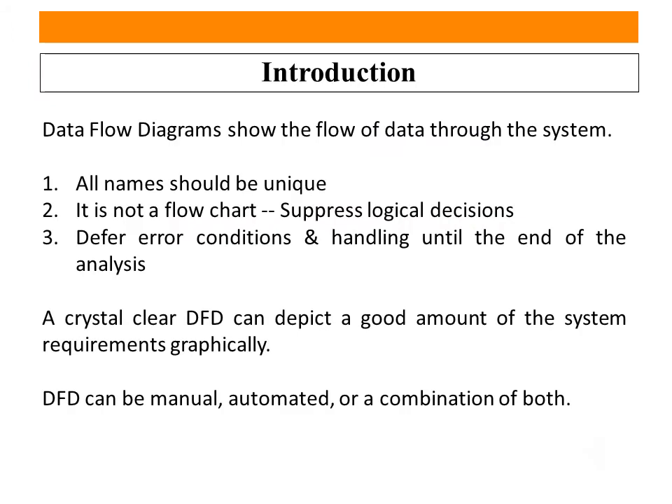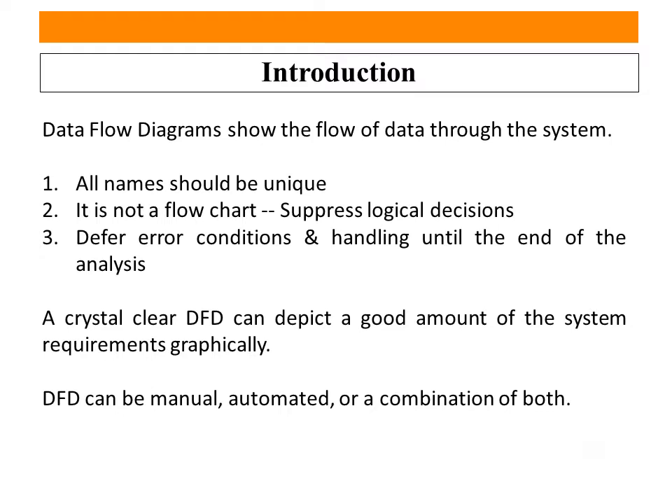Data flow diagrams show the flow of data through the system. So all names should be unique. What does it mean? It means all names whatever we are using in our data flow diagram for a software problem should be unique. It is not a flow chart. This is a very important point here: flow charts are totally different from data flow diagrams.